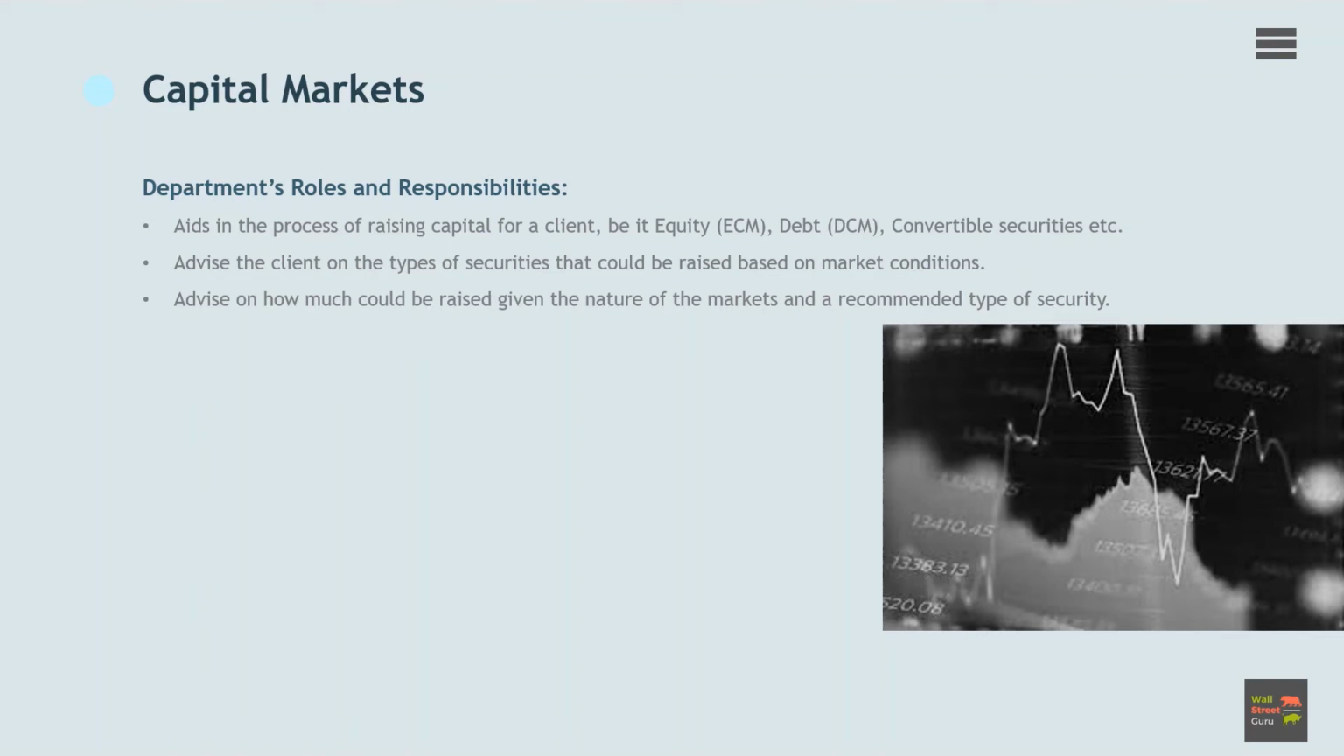The equity capital markets team would advise the client on the types of equity securities that could be raised based on various market conditions. They would advise on how much equity could be raised given the nature of the markets, and a recommended type of security to get the most value for their equity. This takes years of experience and a strong understanding of the markets. Investment banks depend on these managing directors to give good guidance based on market conditions, and follow up with their recommendation when it comes time to actually issue said securities.